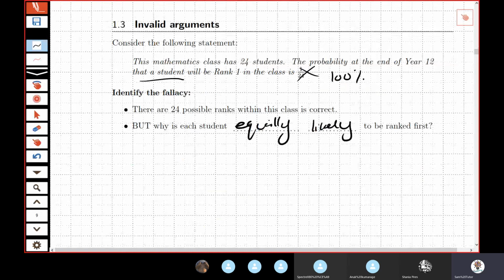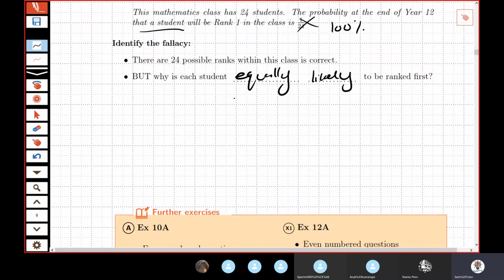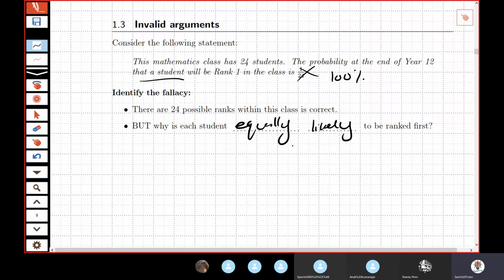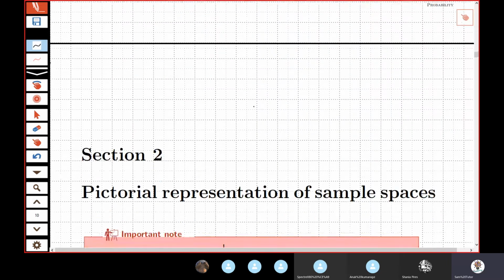There are 24 possible ranks within this class, which is correct, but why is each student equally likely to be ranked first? You know that effort comes in, homework, hard work, luck. So there's a lot of factors, pretty much. So it's not just 1 out of 24. So you've got to be careful sometimes with questions like that. Not so much a worry for HSC or anything like that. You won't get questions like this that are meant to trick you. So you don't really have to worry about this component so much. Okay.